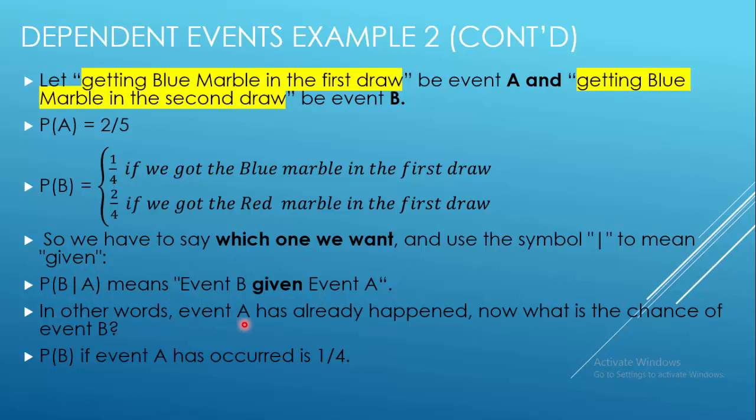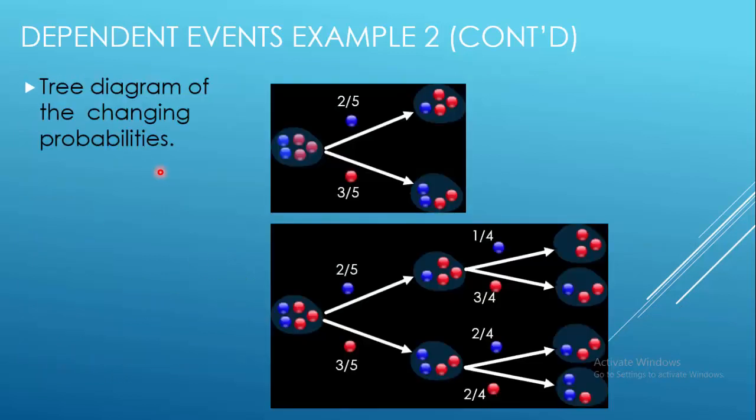In other words, event A has already happened. Now what is the chance of event B? So the probability of B, if event A has occurred, is 1 by 4. It means if the blue marble was selected or drawn, in that case the probability of event B is 1 by 4. But if a blue marble was not drawn in the first selection, then the probability changes to 2 by 4.